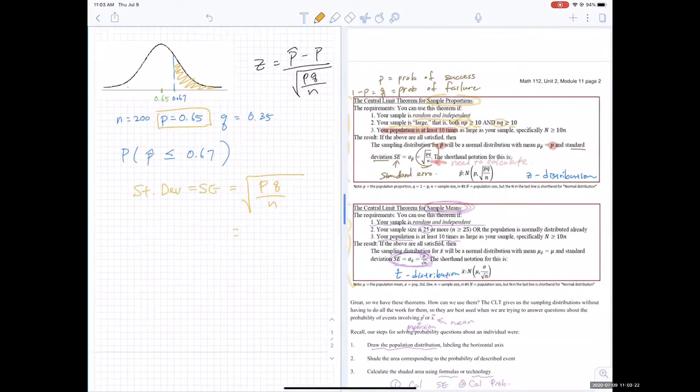So we get P, 0.65, times 0.35, all over 200. And let's calculate that. Let me give you a minute to take out your calculator. And in the meantime, I also want you to open up your StatCrunch, because we're going to be using StatCrunch to calculate this.